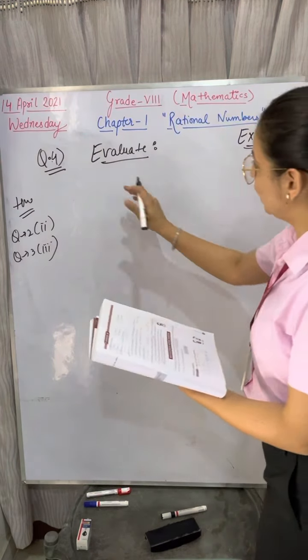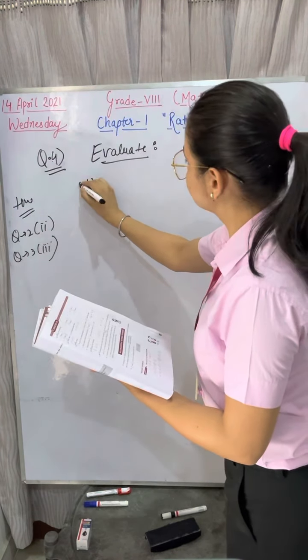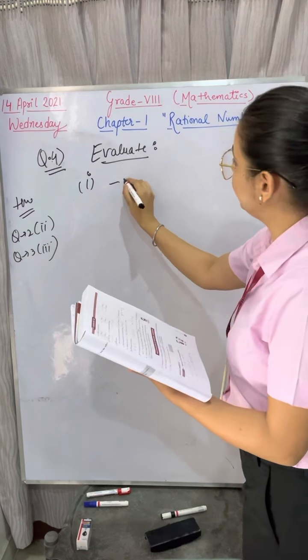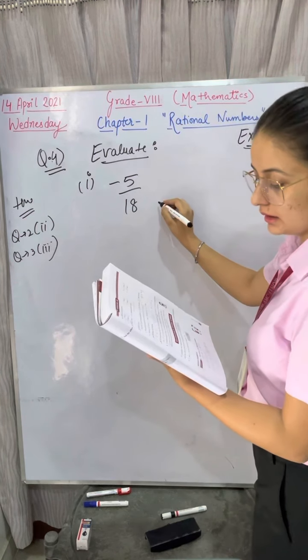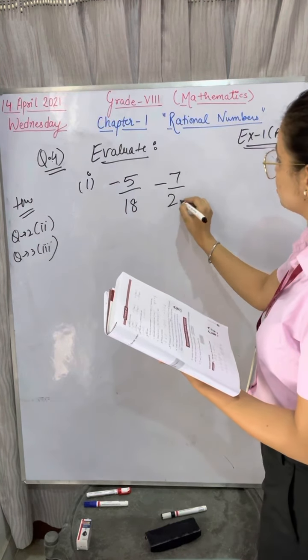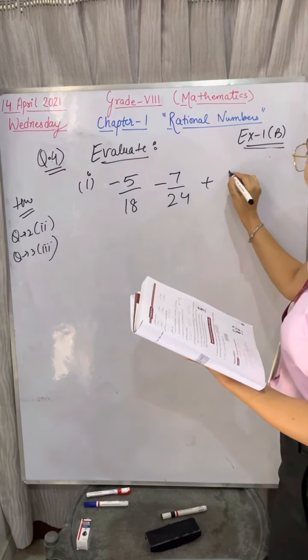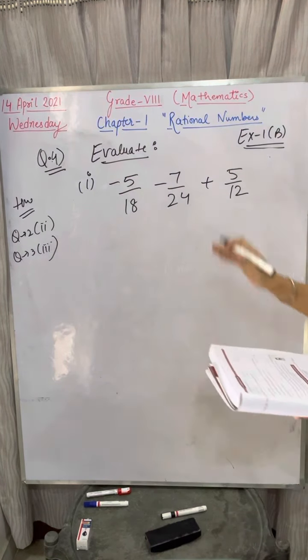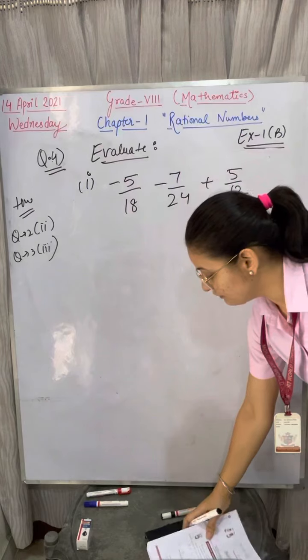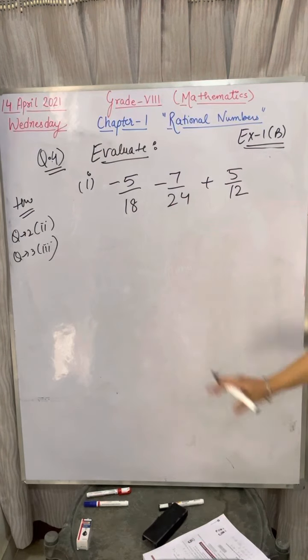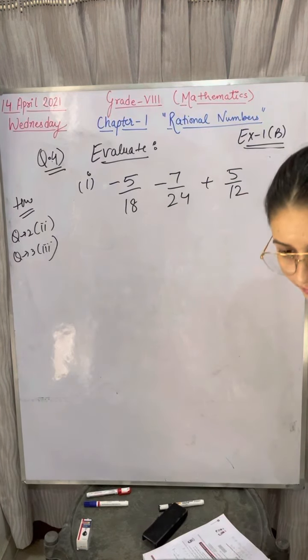Right. Now, the first part is minus 5 upon 18 minus 7 upon 24 and plus 5 upon 12. Evaluation means you have to simplify the question. Okay, you have to simplify the question.